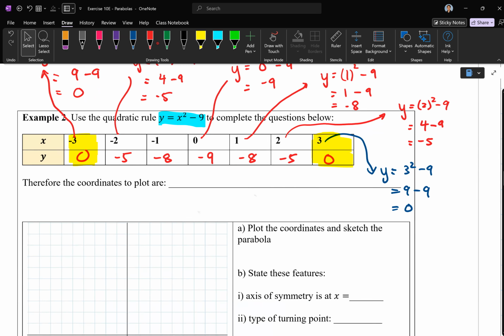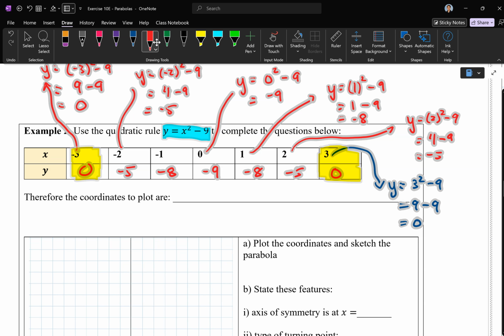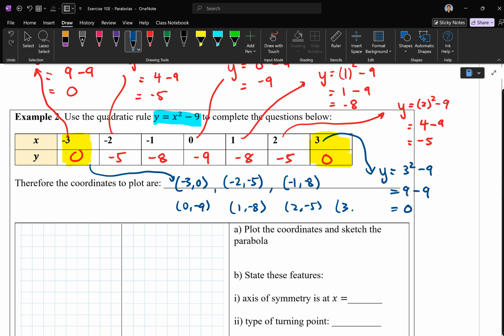So if you plot these coordinates down now, let's look at the coordinates. If you plot the coordinates in, this is what you get. Negative 3, 0. That's the first one. Negative 2, negative 5. Second one. Negative 1, negative 8. Your third one. 0, negative 9. 1, negative 8. 2, negative 5. And lastly, 3, 0. All I'm doing is just plotting x, y, x, y, x, y.